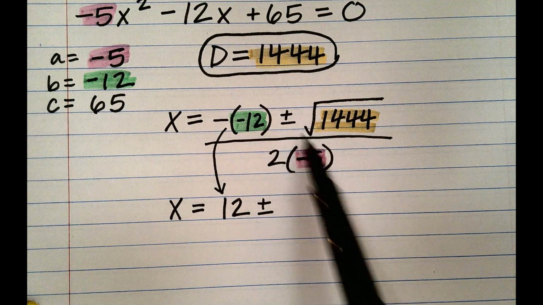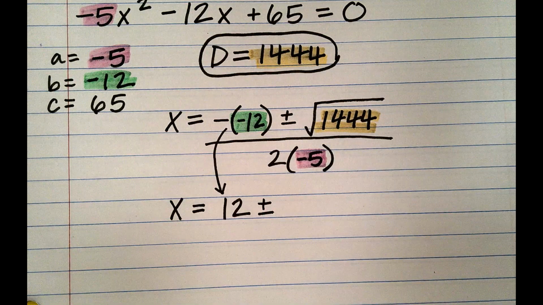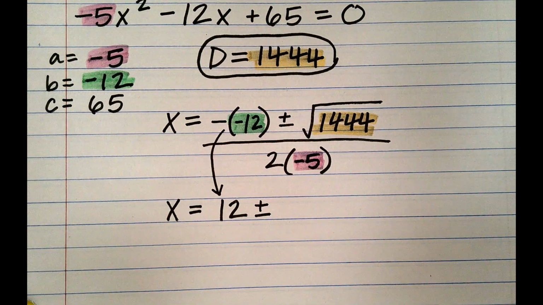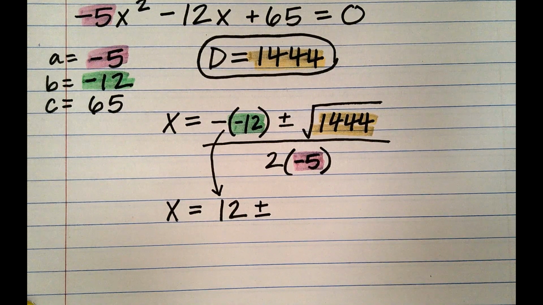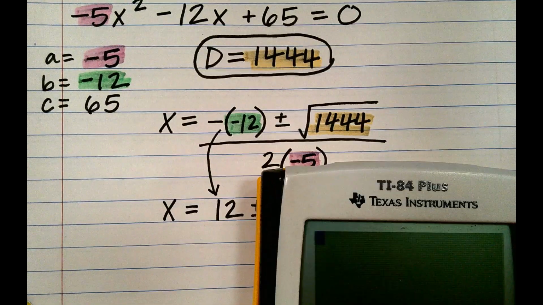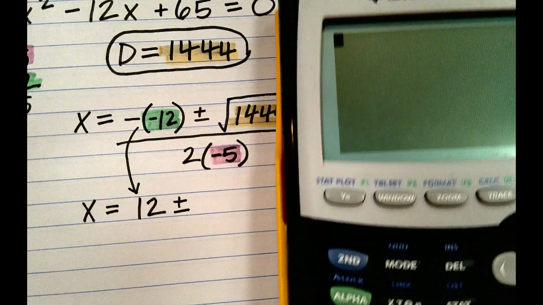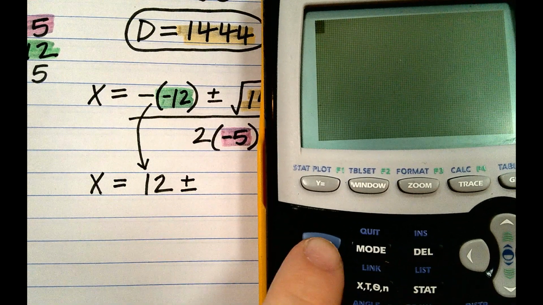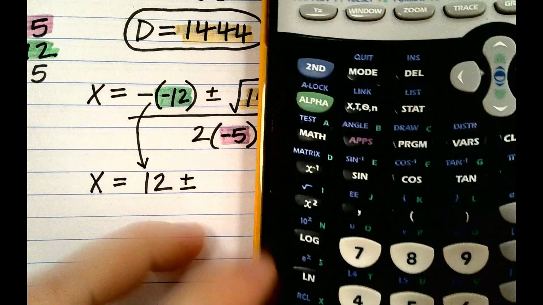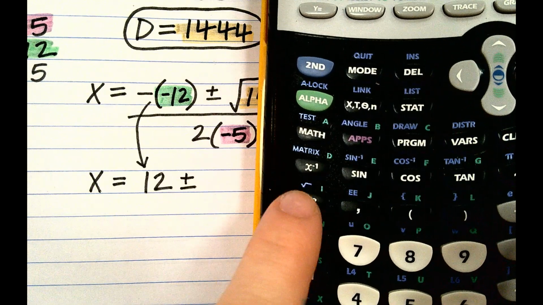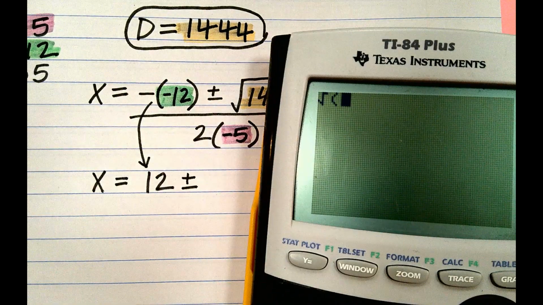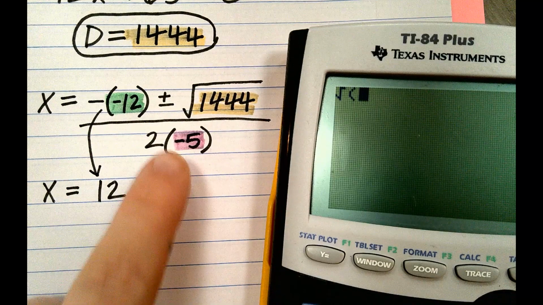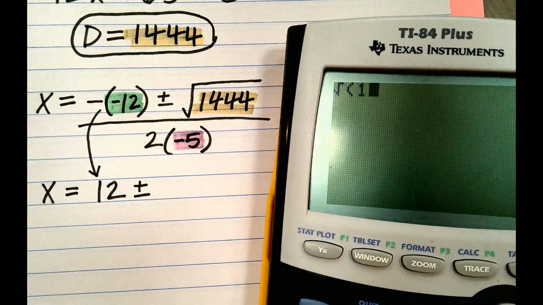After that, I have the square root of 1444. Can we simplify that? Can I figure out the square root of that? The answer is yes, you can. And I'll remind us again how we find the square root on our calculator. You're just going to hit the blue second button and the button that says x squared. There's a little square root above it. Now you have a square root on your screen. We'll just type 1444 and hit enter.